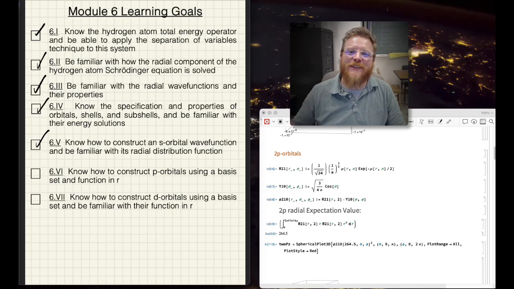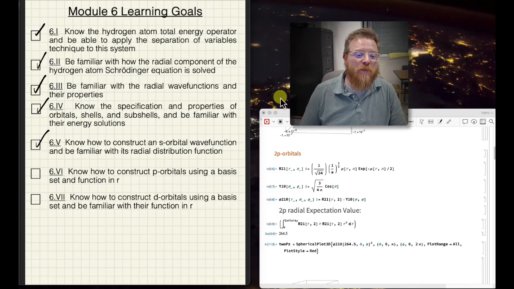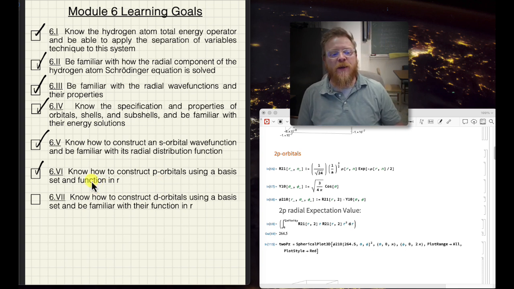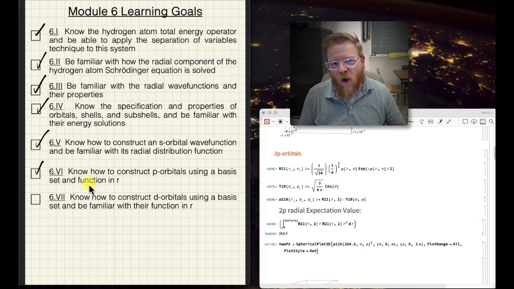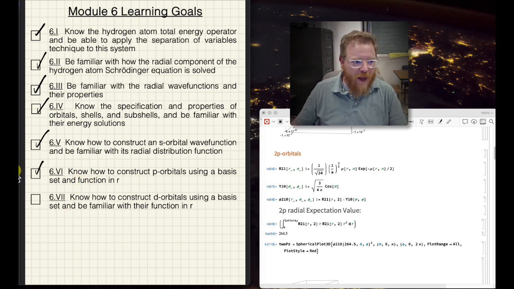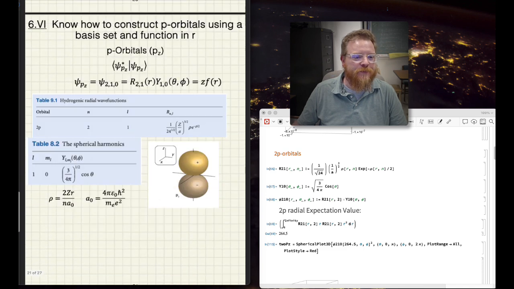Okay, hey folks, let's continue on. Let's build up the p orbitals. To do that, you can see we're going to have to use a basis set, and we're also going to get this interesting function in R, which shows us the directionality of our p orbitals. And you can see I've also got a little Mathematica thing going on here for visualization purposes.